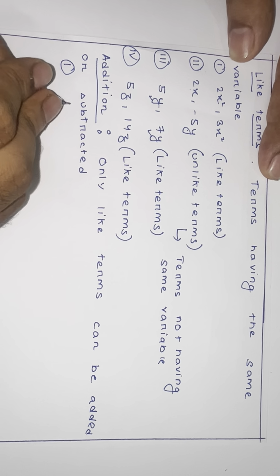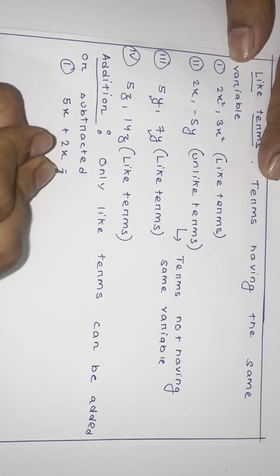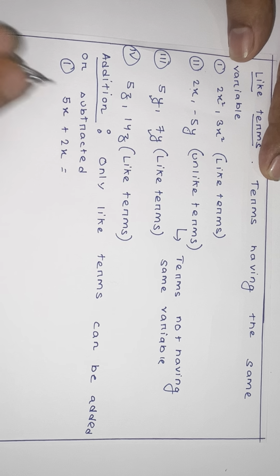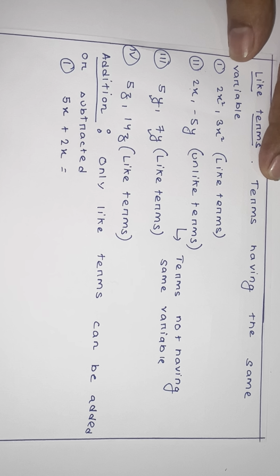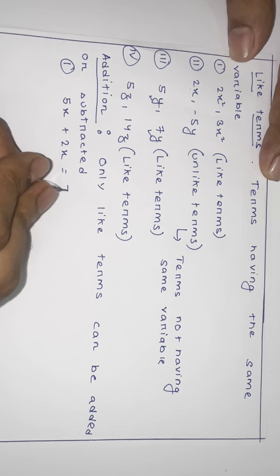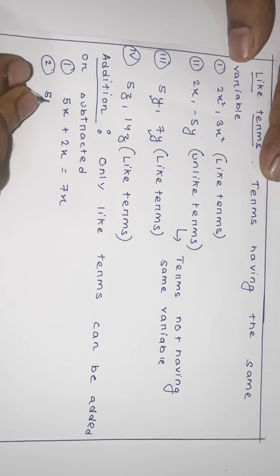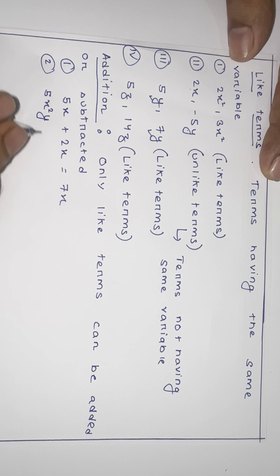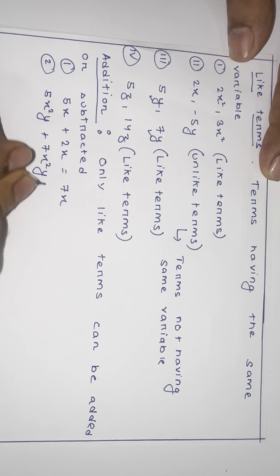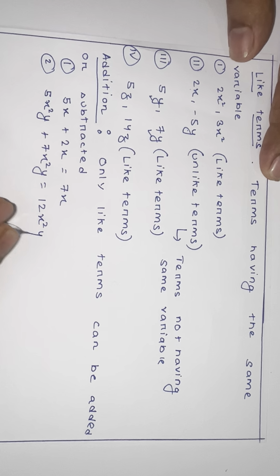For example, I have one expression, 5x plus 2x. Here also x is there, here also x is there. What kind of terms are they? They are like terms. So 5 plus 2 is how much? 7. So I will write it as 7x. Second example, suppose I have 5x square y plus 7x square y. Now 5 plus 7 is how much? 12. So I will write 12 and x square y will remain the same.